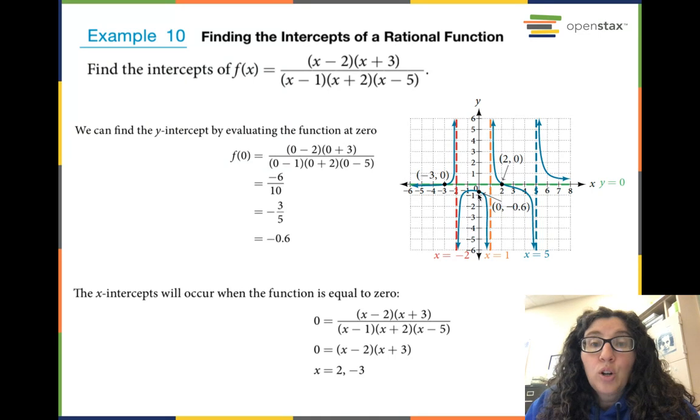Okay, so we're going to put this all together soon, and you are going to be creating these graphs. Okay, but for now, in this section, we just talked about finding horizontal and slant asymptotes and also the intercepts.